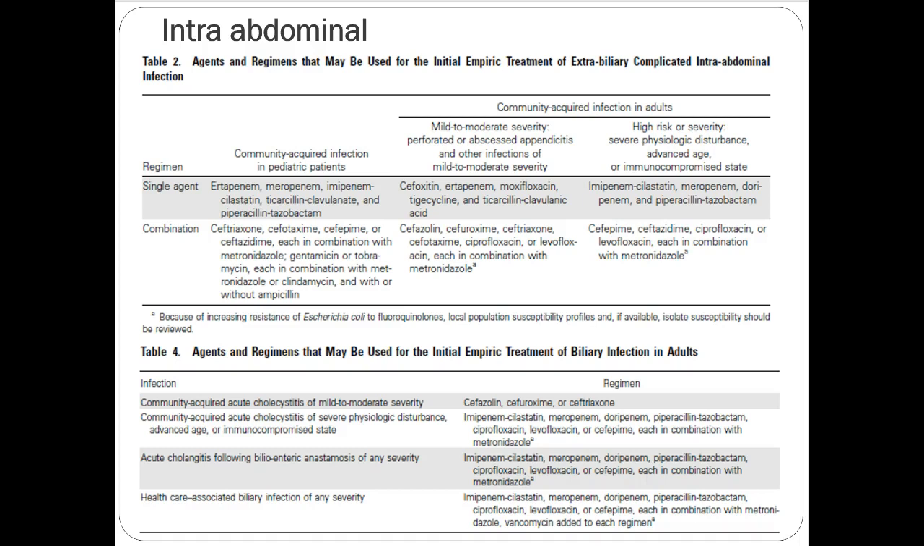Any questions on intra-abdominal? It's a little bit complicated. What were the two that you said were the... Metronidazole, yeah. So metronidazole is going to be always added on to your regimen unless it covers anaerobes by itself.